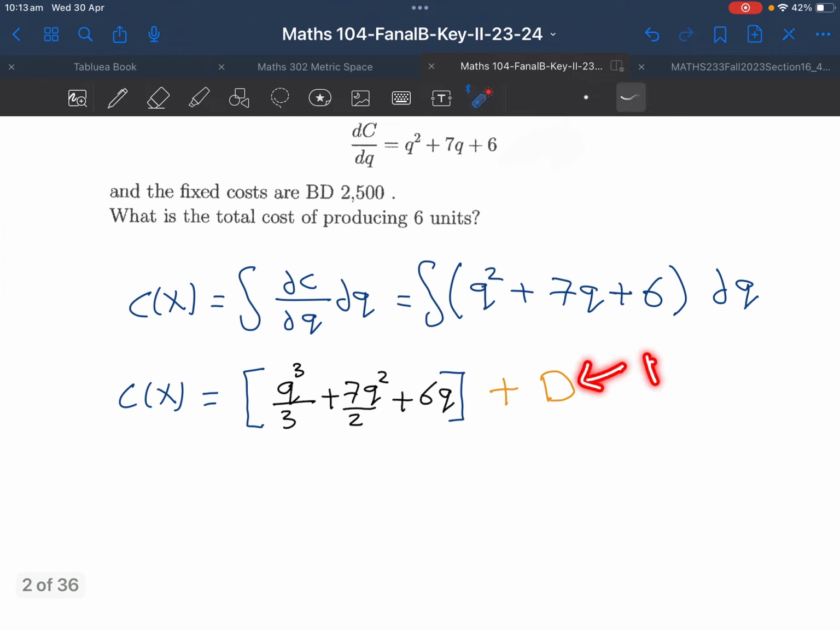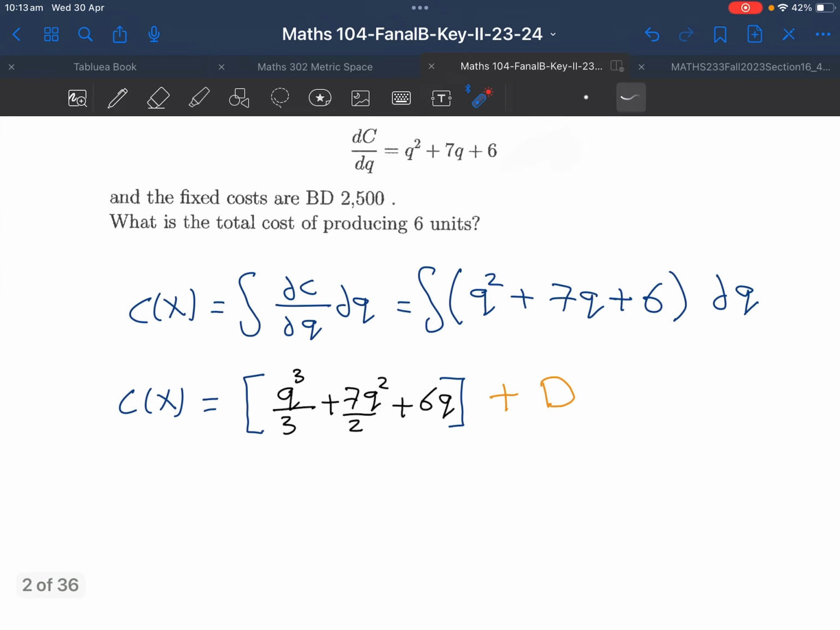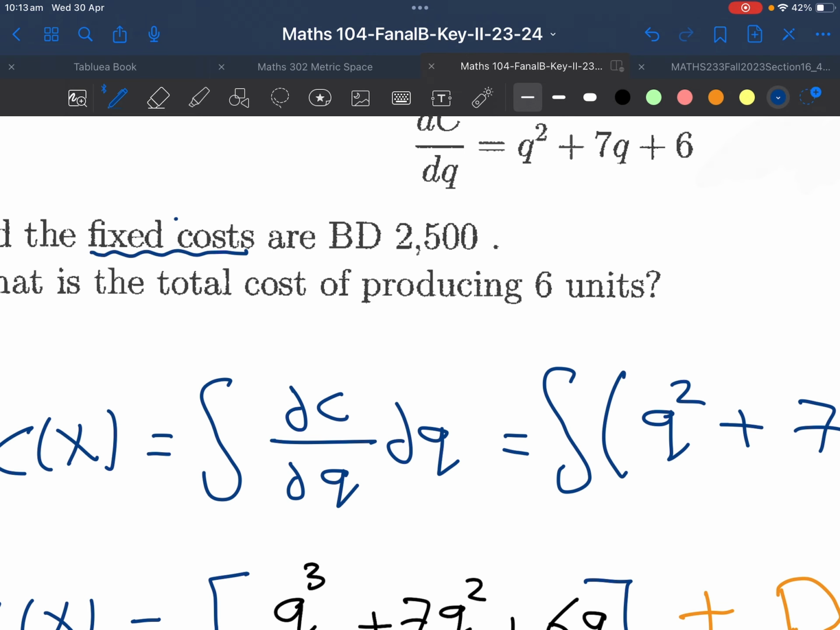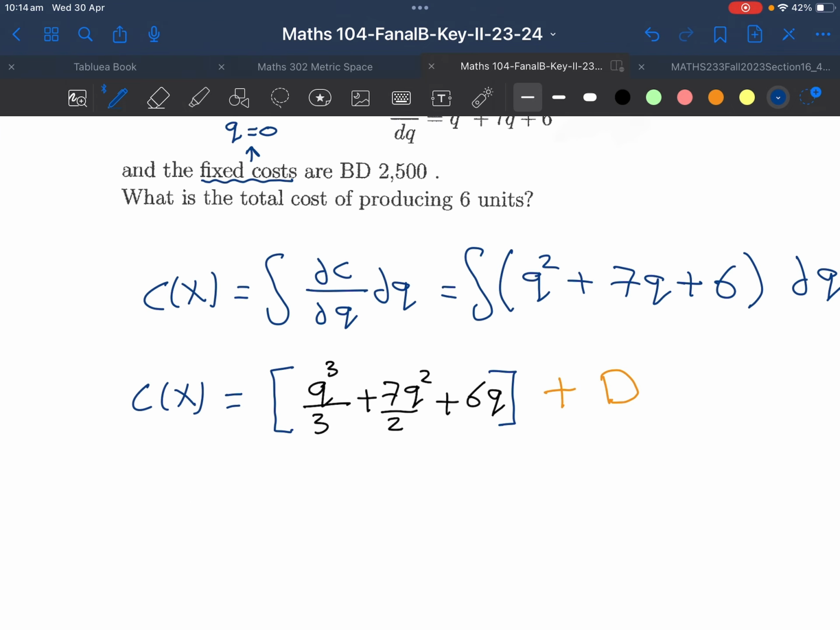The next step, we need to find this d. So how are we going to find d? Of course, we must have some information in the question, or we might just think about it ourselves. So let's see how we will think about it ourselves. We will just go through the idea of the fixed cost. Remember, what is the fixed cost? The fixed cost is the cost when we don't produce anything. This is the cost we have to pay regardless of anything. So this is q equal to 0. So what we will do, we will substitute every q by 0.